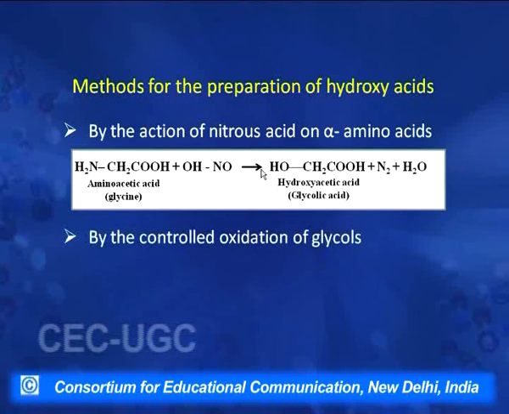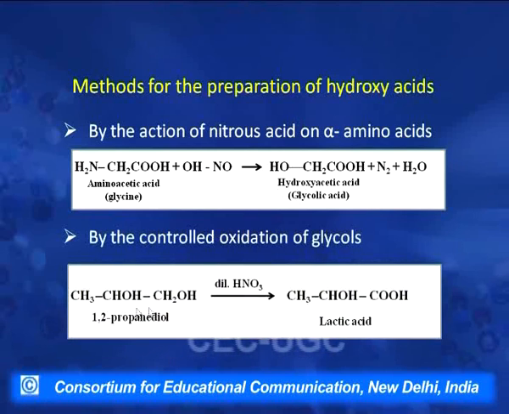Then by the controlled oxidation of glycols, means if a compound has got more than one hydroxyl group, then the primary hydroxyl part can be oxidized, like in this case it is 1,2-propanediol. This primary hydroxyl group gets oxidized by dilute nitric acid and we get lactic acid in this case.